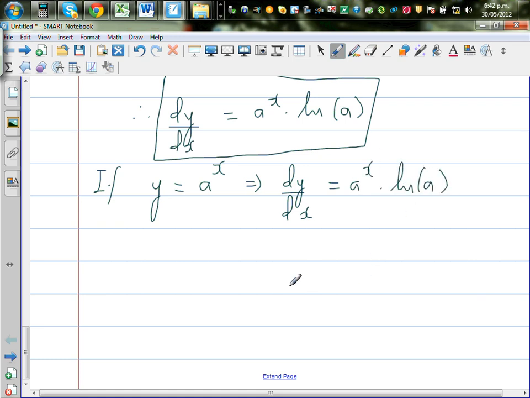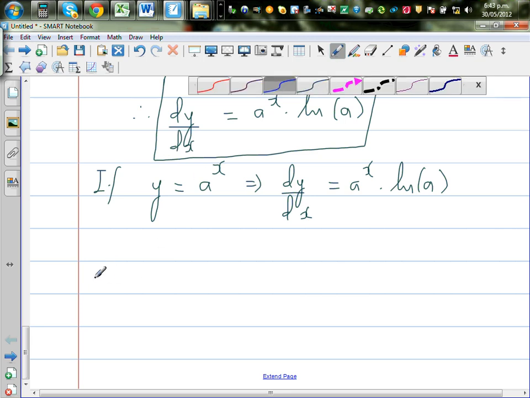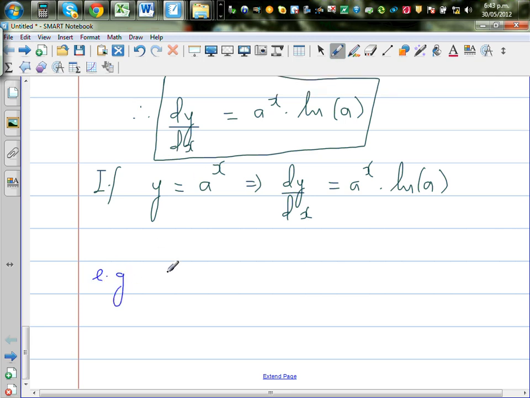So let us test this by an example. What does this mean? If you have y is equal to 2 to the power x, 2 is a constant. Using this rule, I can say dy by dx is the function itself, that is 2 to the power x, times natural log of 2. This is your answer, but how will you test?